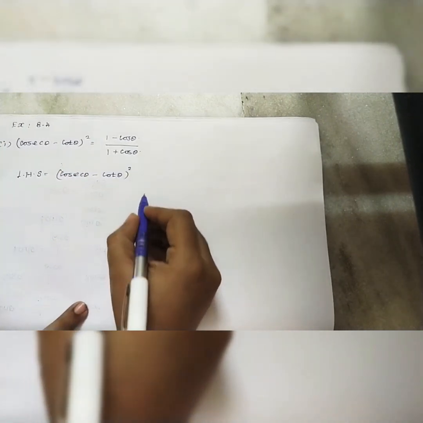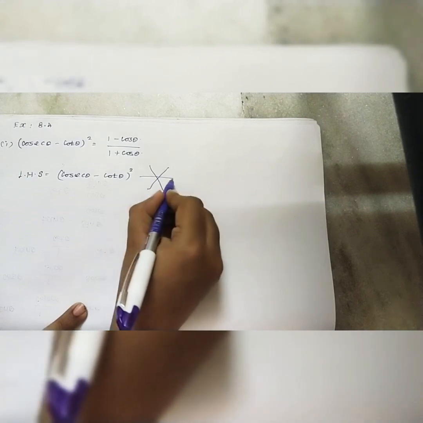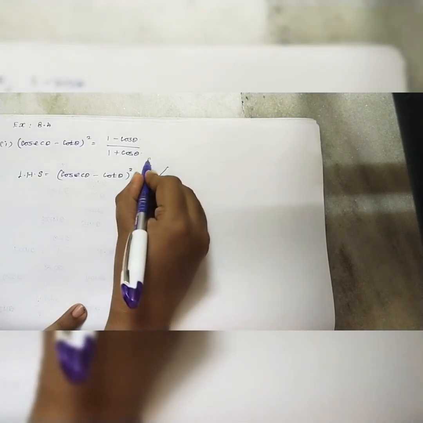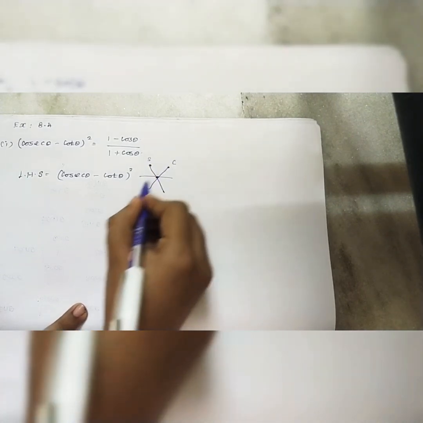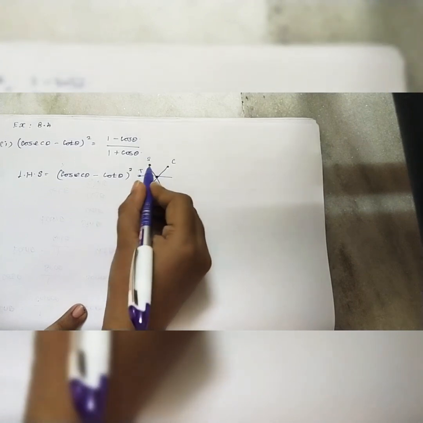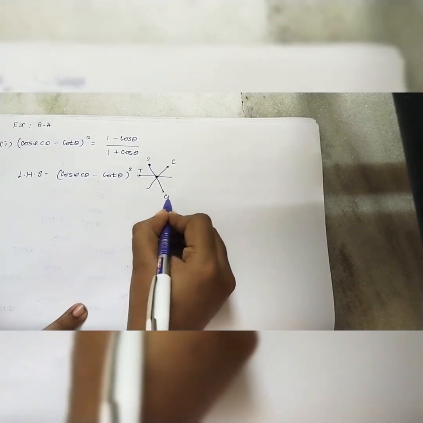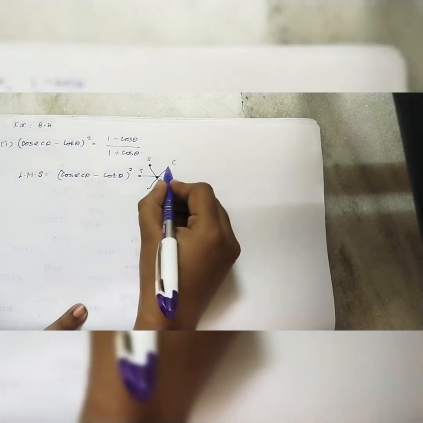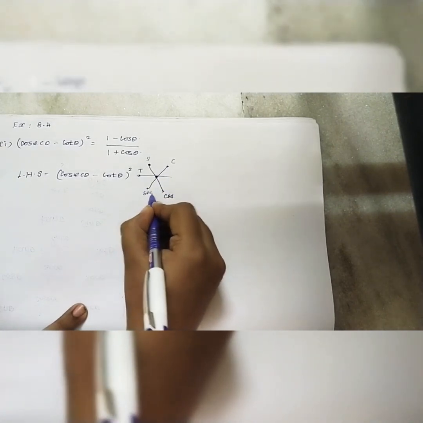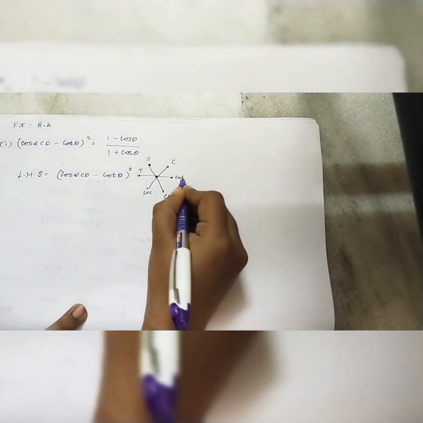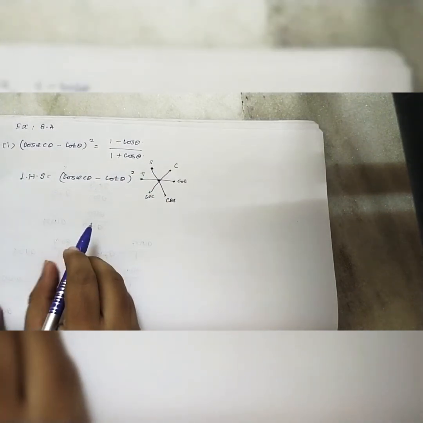Already I taught you the shortcut method. You have to draw it like that. Here we consider sine, here we consider cos, here we consider tan. Sine is opposite to cosecant, cos is opposite to secant, and tan is opposite to cot. So using this, let us see how to solve this.